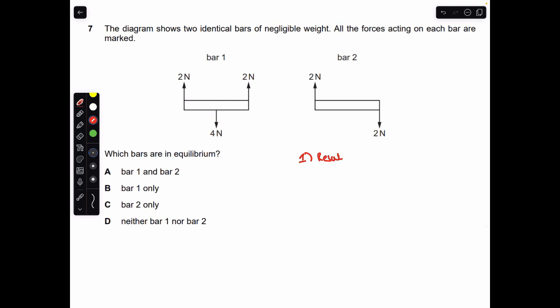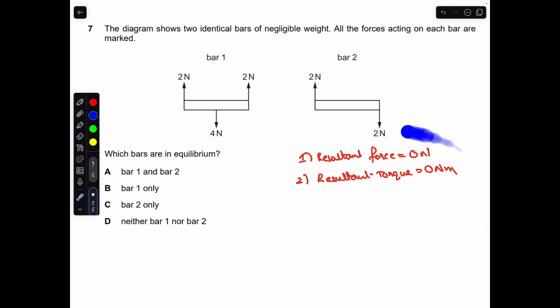Number one, the resultant force on the object should equal 0. There is another condition: the resultant moment or torque should also equal 0 newton meters. Now students understand this, they remember this, but they seem to forget about this condition on equilibrium as well.